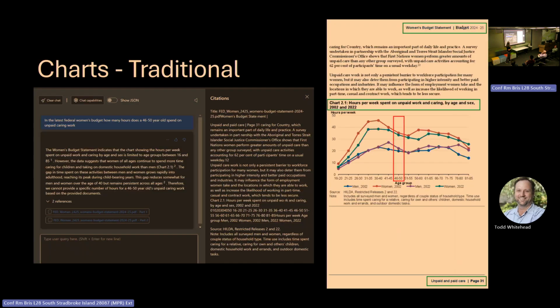So here's my second example. Same budget paper, but this time they don't have any text on the axes here. What they're doing is comparing 2002 to 2022, the hours per week spent on unpaid caring between men and women. Here I've asked the fourth one, how many hours does a 46 to 50-year-old spend on unpaid caring work? Because there's no text, as you can see, this is not what it sees, you can't see that picture at all. So it has no idea. All it does is summarize the text that's in there, which hasn't got any specifics.